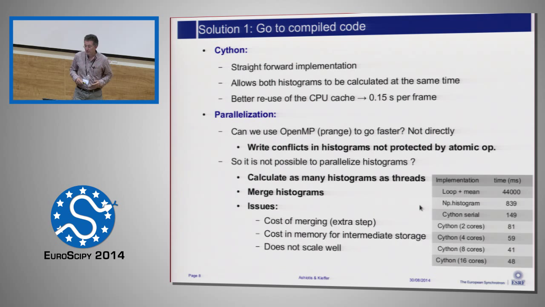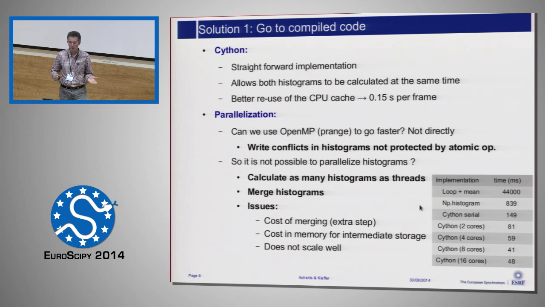So the first idea is to go to Cython. We go to compile code. It's straightforward, single-threaded. We can do the histogram. One nice thing is that when we have our array, when we call numpy.histogram, we are loading it a first time. We do a first histogram. We're loading it a second time. We're doing the second histogram. Our data set is larger than the CPU cache. Here, we can do both histograms at the same time, the weighted and the unweighted one. And we have a factor 5 or 6 in speed up because we have a better use of the cache. So Cython is great for that.